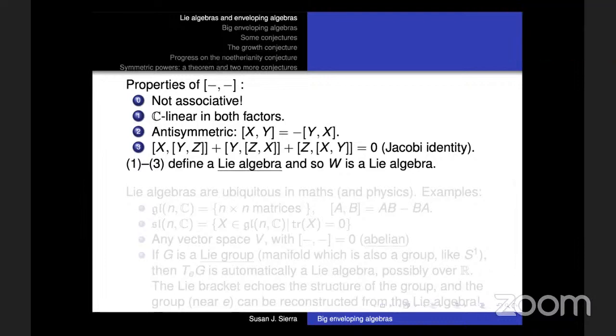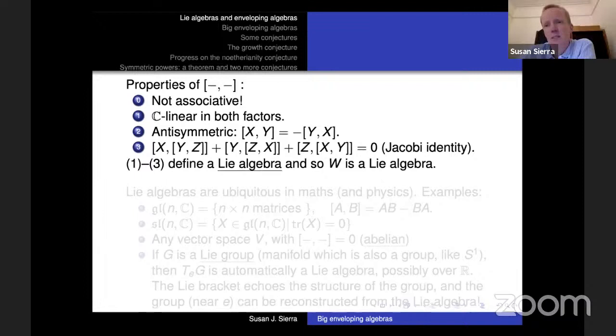And if you think about how to combine three elements in different ways with the bracket, then it's not associative, as I said, but it does obey this identity that the bracket of x with the bracket of y and z, plus the bracket of y with the bracket of z and x, plus the bracket of z with the bracket of x and y, those all sum to 0. This is called the Jacobi identity. And these properties 1 through 3 are the definition of what's called a Lie algebra. So the algebra structure on W is a Lie algebra.